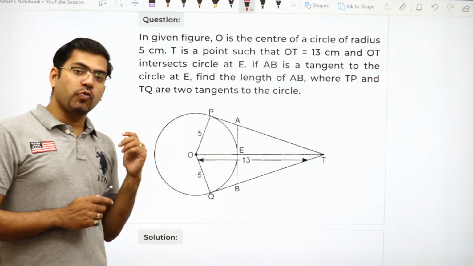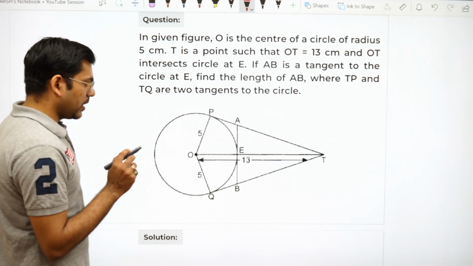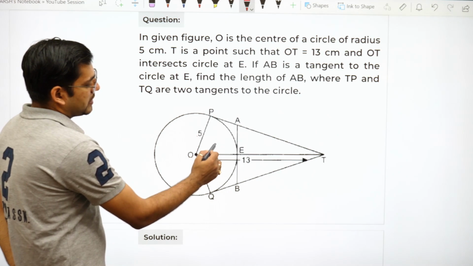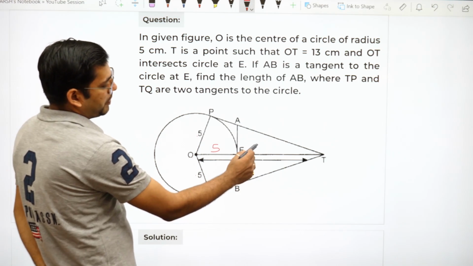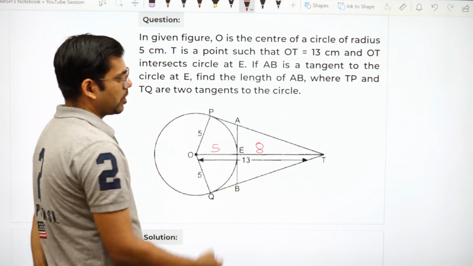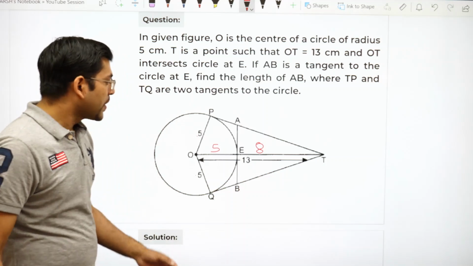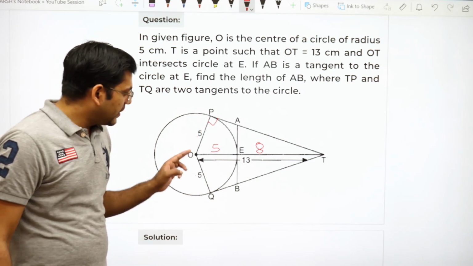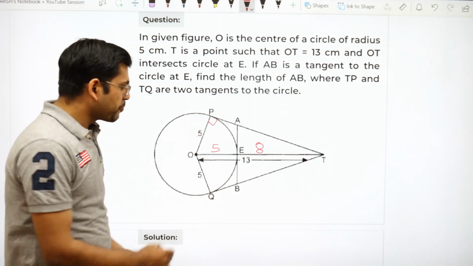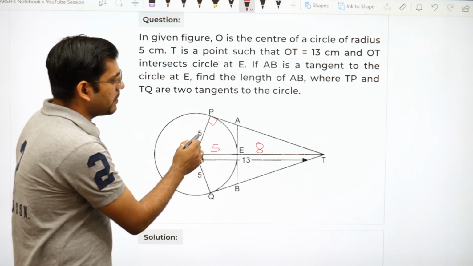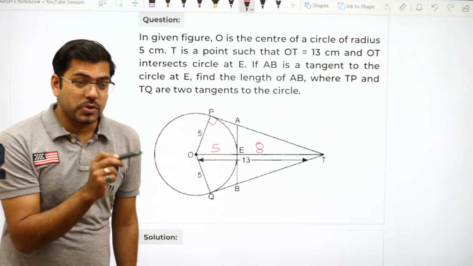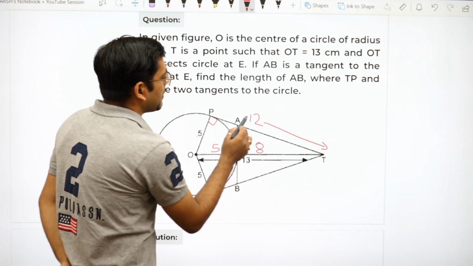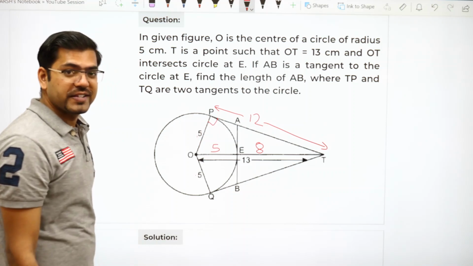Now, let us write what all are the given values. So, this is 5. This will be 5 and this will also be 5. Remaining would be 8, isn't it? Because it is complete 13 centimeter. Now, pay attention. This is 90 degree. Why am I telling this 90 degree? Because this is radius perpendicular to tangent. This is 13, this is 5. So you will apply Pythagoras theorem, and by applying Pythagoras theorem you will get the value 12. Just apply Pythagoras theorem and you will get the value, isn't it?